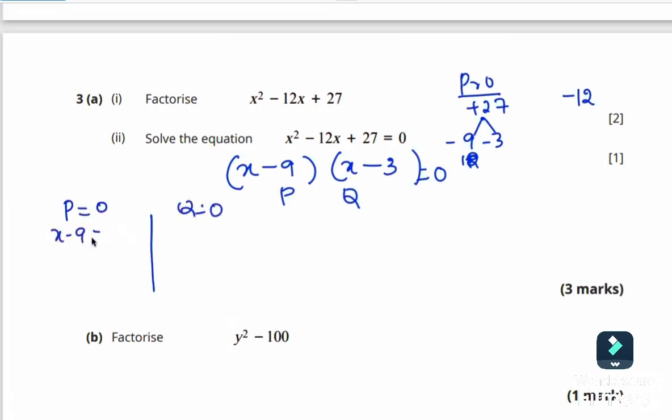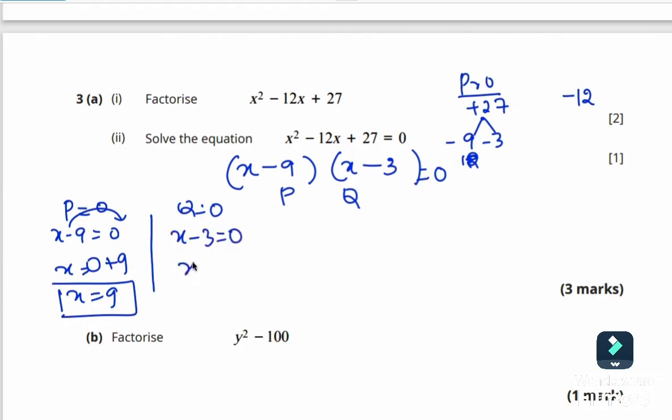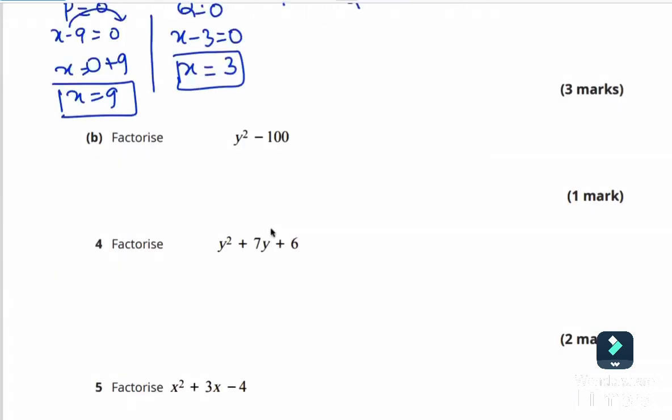So x minus 9 is equal to 0. So when my negative goes to the other side, it will go there as positive 9. Therefore, x is going to be positive 9. Similarly, x minus 3 is equal to 0. So x is equal to positive 3. So when you have equal to 0, you have to solve the two factors.